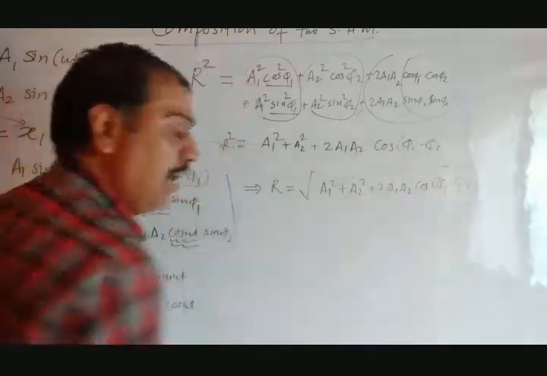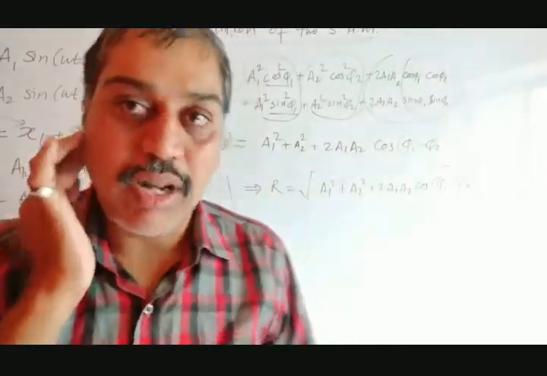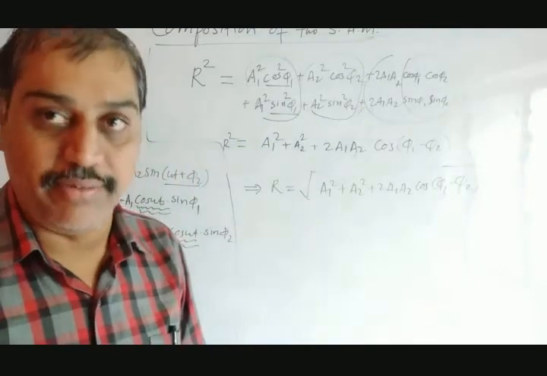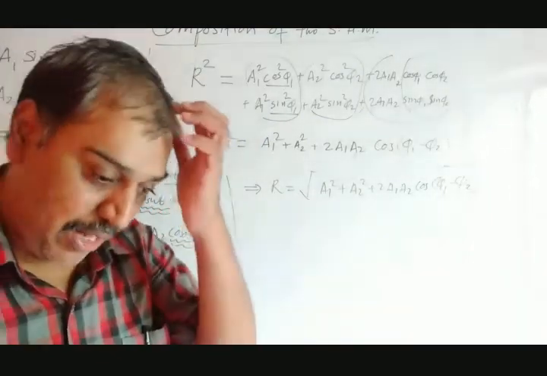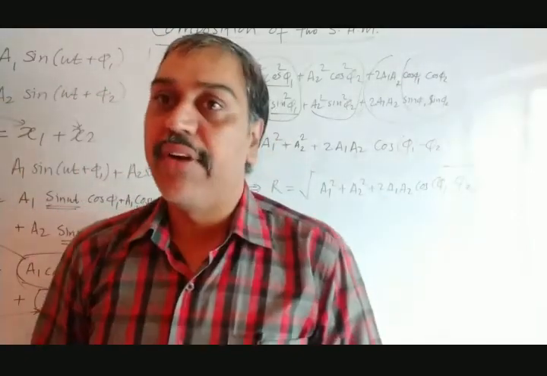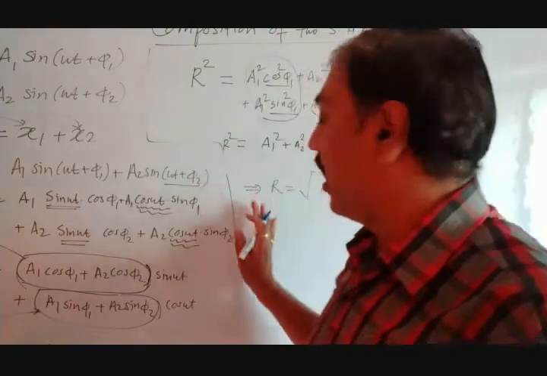That is nothing but R. R is nothing but what? Amplitude we have found out. Amplitude of resultant composition that we have found out, R. Similarly, if we square and add equations 1 and 2, we get this R.